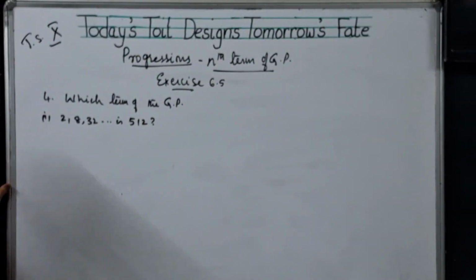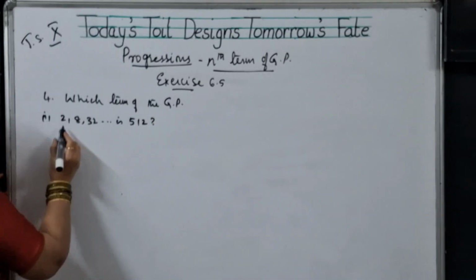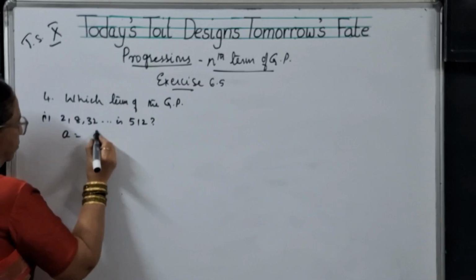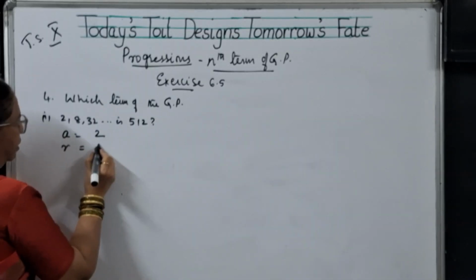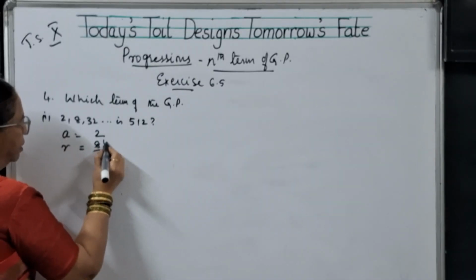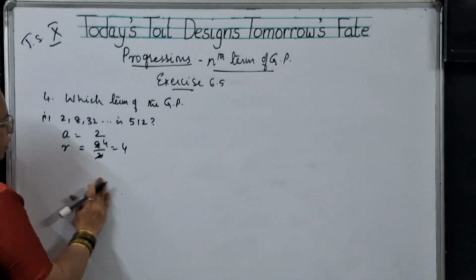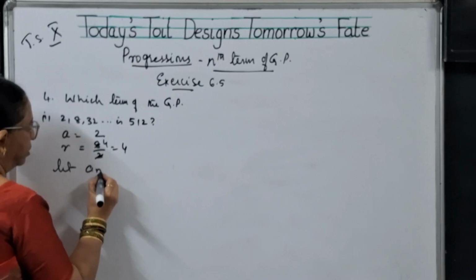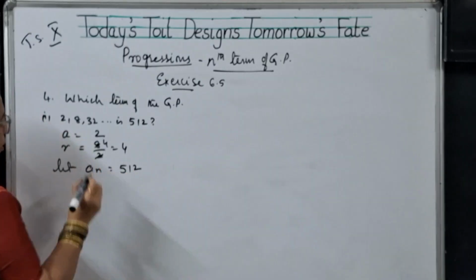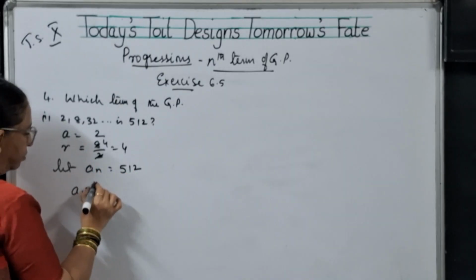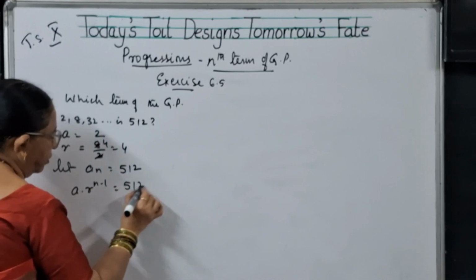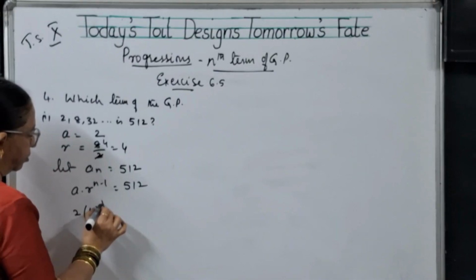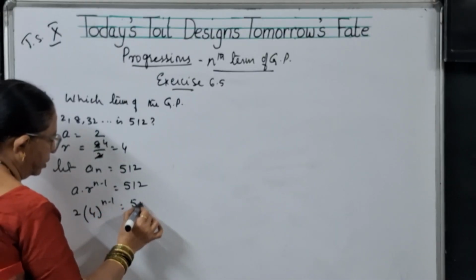Now the fourth one: which term of the GP 2, 8, 32, and so on is 512? Here A is given as 2, and R is 8 by 2, that is 4. So we consider AN is 512. What is AN? A into R to the power of n minus 1 is 512. A is 2 into R is 4 to the power of n minus 1 is 512.